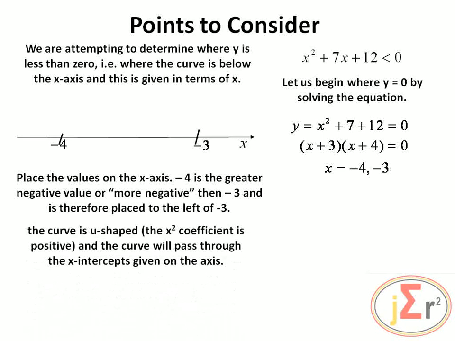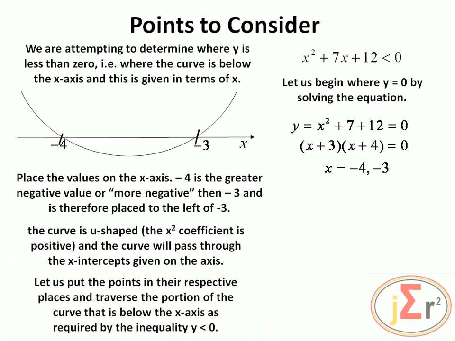The curve is U-shaped because the x-squared coefficient is positive, and the curve will pass through the x-intercepts that are given right there in that diagram. Now, let us put the points in their respective places and traverse the portion of the curve that is below. So less than 0 means below the x-axis.